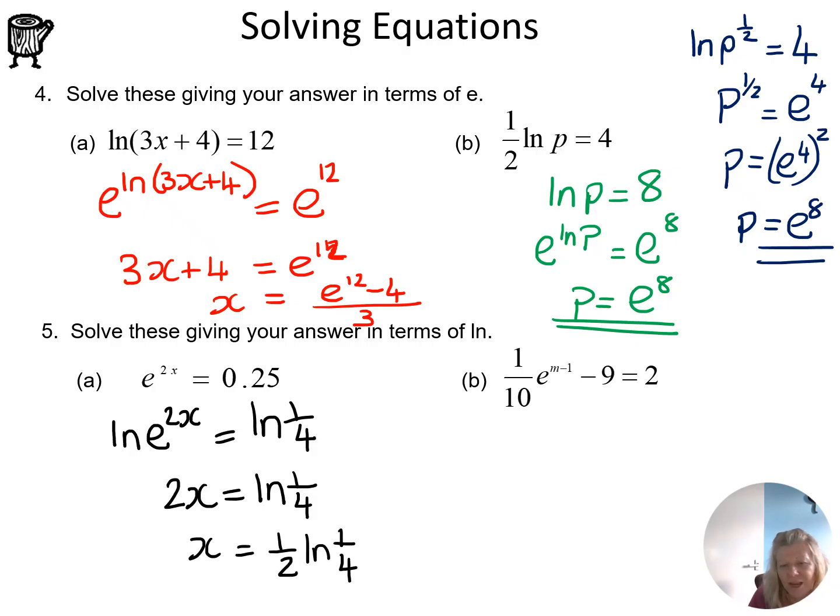And if you wanted to take that a step further, you can bring the half up and call it ln of a quarter to the power of a half. Power of a half is saying the square root. The square root of a quarter is a half. So that equals ln of a half.